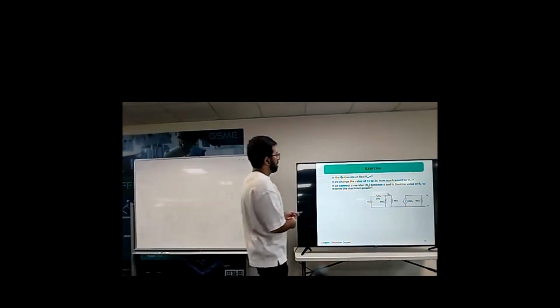Okay, we have a circuit here. At first, they ask how much is the voltage VB minus VR across this 50 ohm resistor.